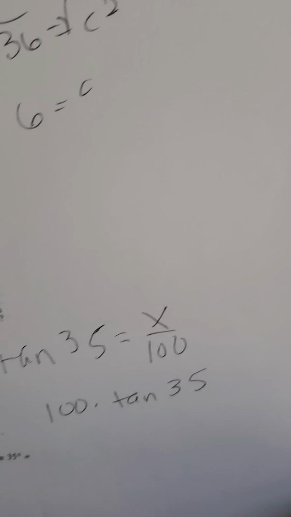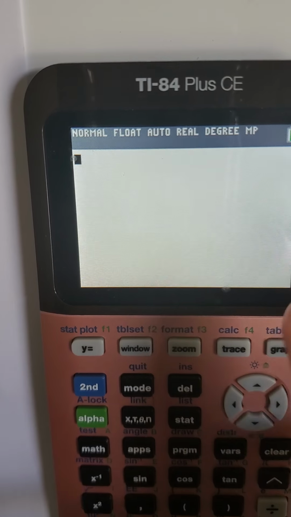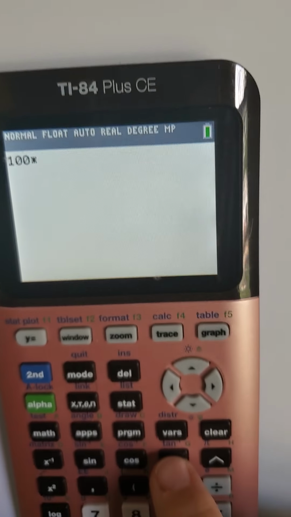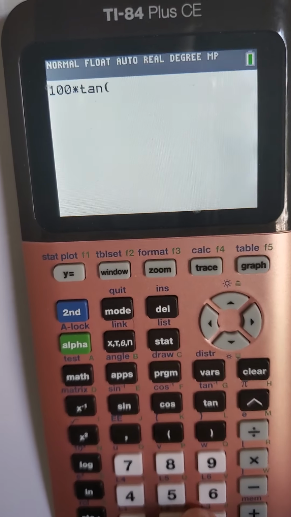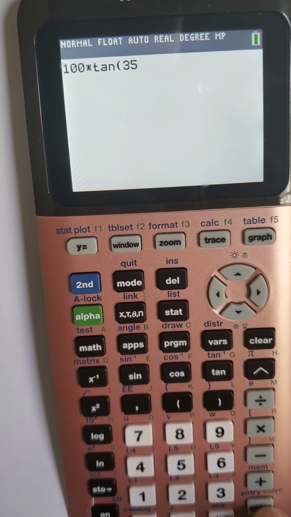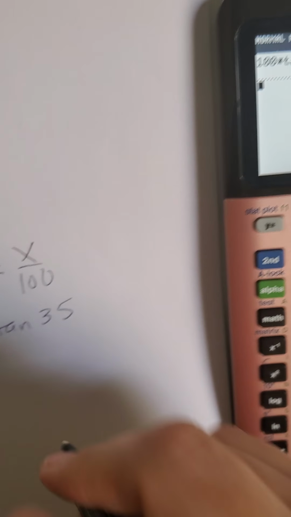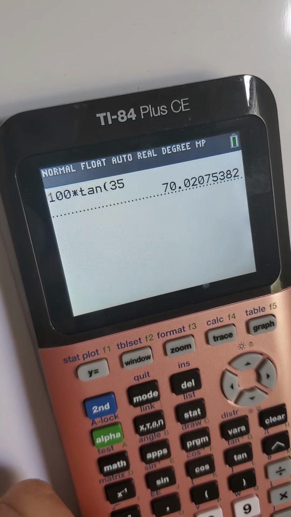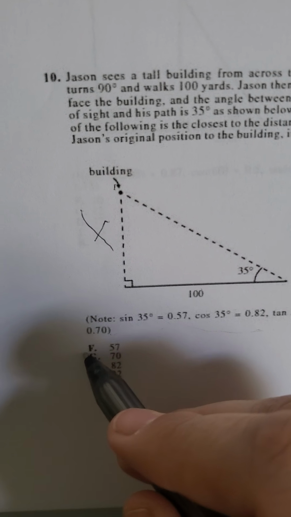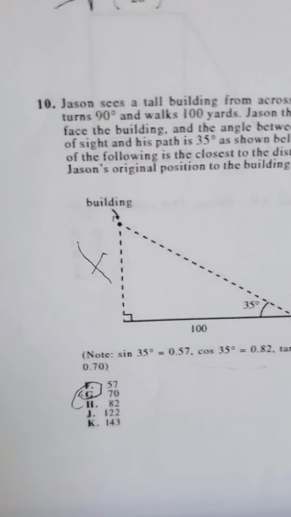So in my calculator over here, I'm in degree mode, by the way. It's 100 times tan, which is right here, 35. Enter. Is 70.0207. Okay. So if I look at that, my closest answer is G. Hope that helped.